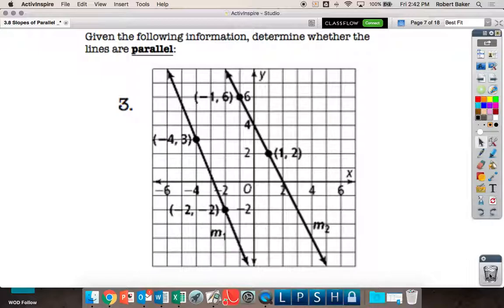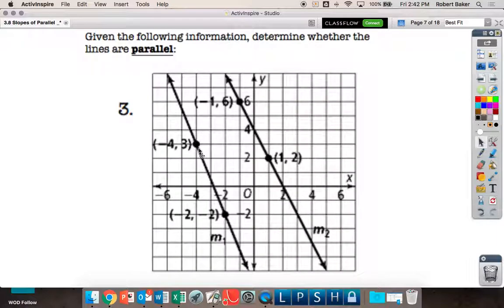Yes. They are parallel? No. It doesn't appear to be. They are not, because if you keep the line going, the lines go on forever, indicated by the arrows.